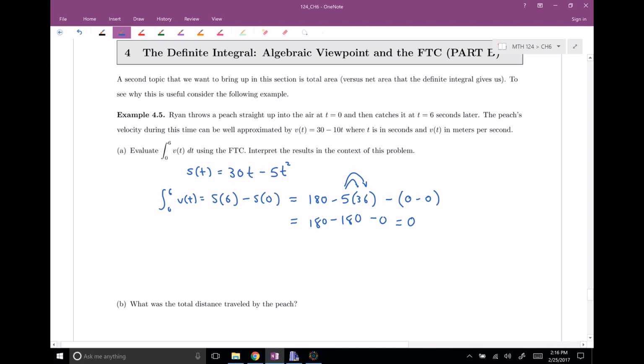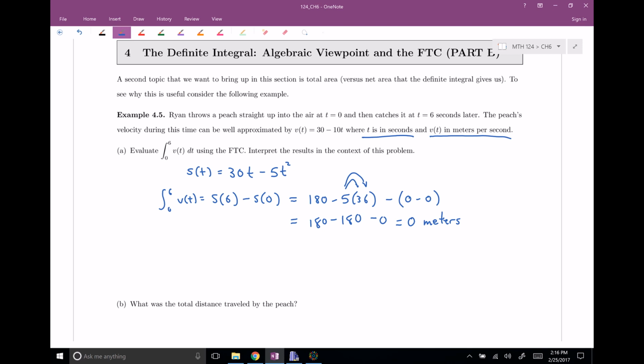And of course, if I interpret this, my units for v of t are meters per second, and my units for t are seconds, so I would multiply these together, and this would be 0 meters. So this answer gives me out 0 meters. And remember, this is the total change in this antiderivative function. This is a total change in the number of meters.